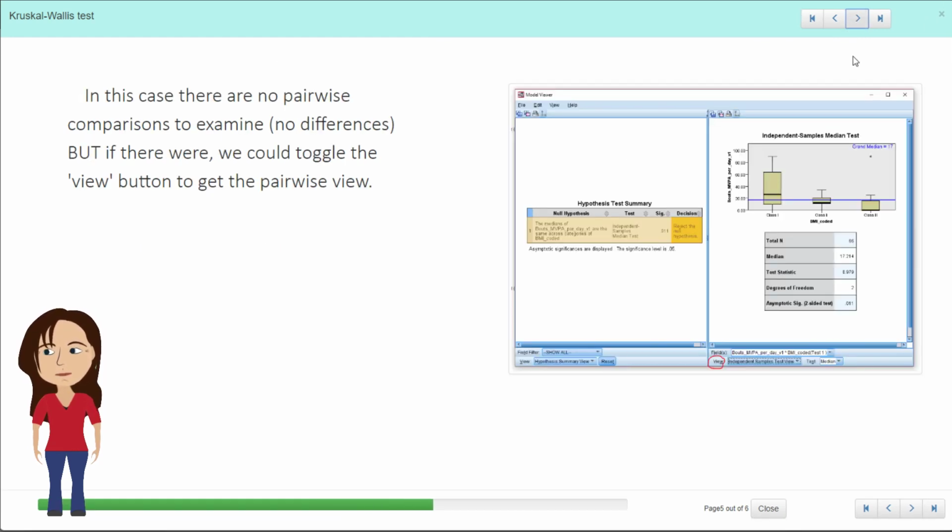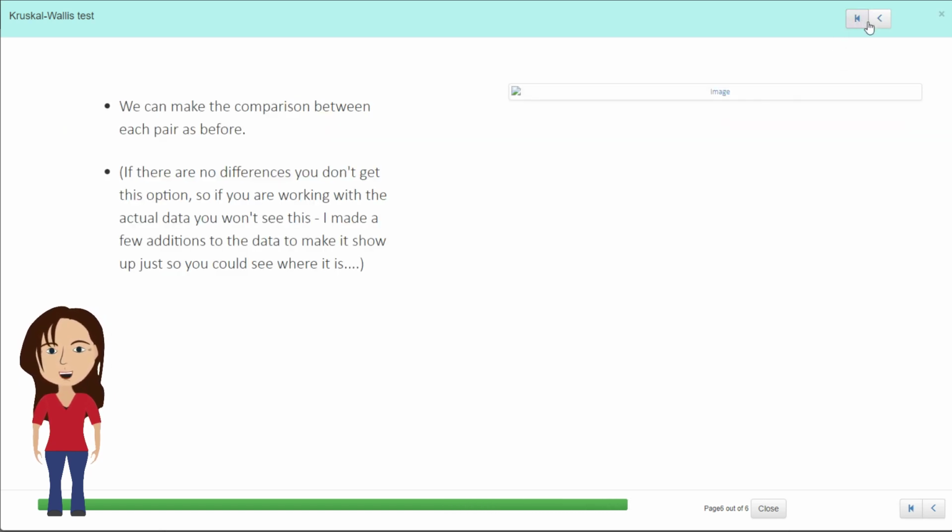Now, if there was a difference, we could double click into those boxes to get some more information. I've actually just fiddled with the data a little bit to make this pop up, because you won't be able to get this view button if there's no difference. So you can see for the medians test, the overall means, you can see the group means, and they are different in this picture. Again, this is not their data, this is my fiddled data. And then if we want to get those pairwise comparisons, we click down here on the view. Hopefully I've got that up there. Oh no, my image is broken.